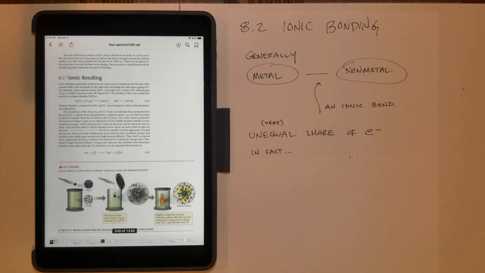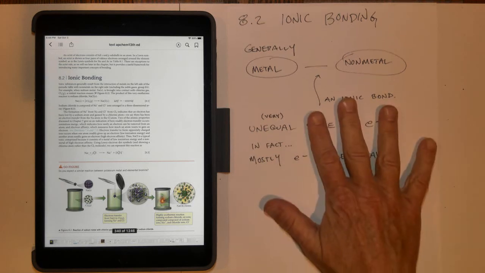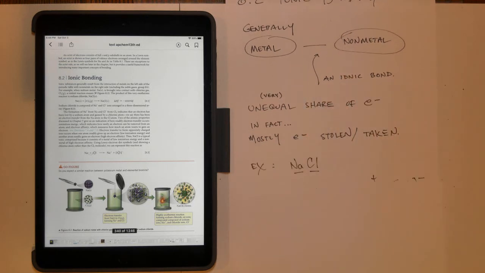In an ionic bond, there's a very unequal sharing of electrons. As a matter of fact, electrons are mostly stolen or taken in ionic bonds. Electrons are transferred from one element to the other. And the way that they're transferred is to obtain the octet, or to have a noble gas configuration, if possible.